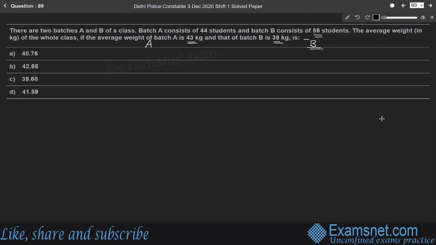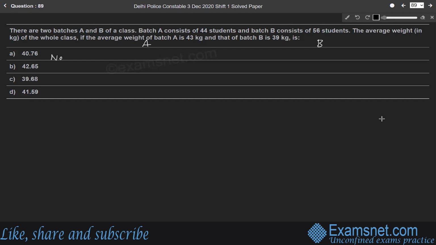So based on the number of students and average weight, we are finding the total weight of class A and total weight of class B. So total weight of class A plus B, later we are finding, divided by the total number of students in the class, right? That gives the required answer, the average weight of the whole class. So let us go step by step. Here there are two batches in a class, A and B, right?